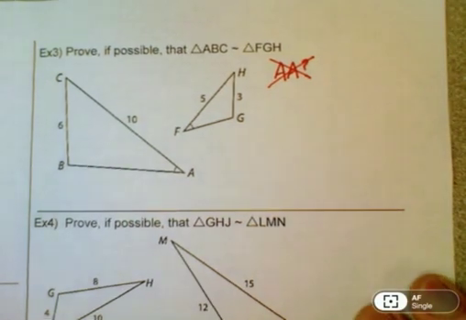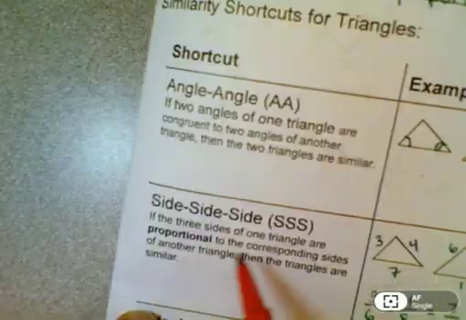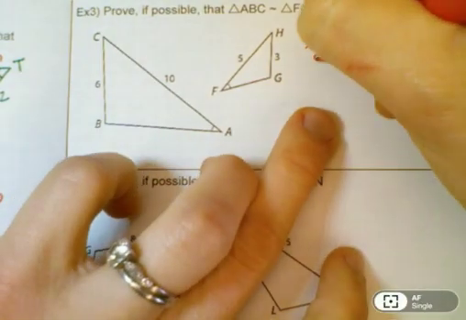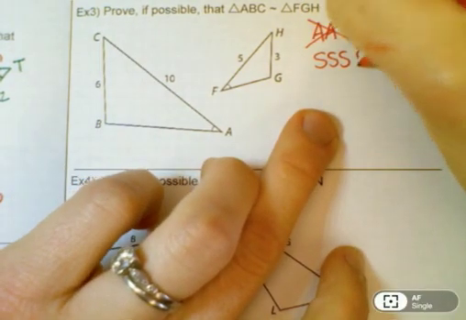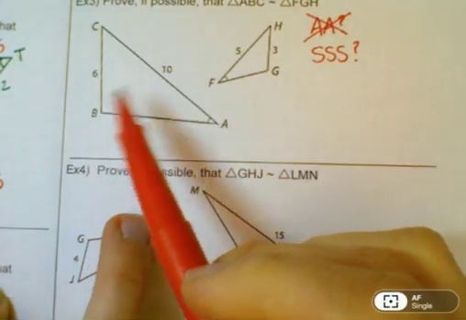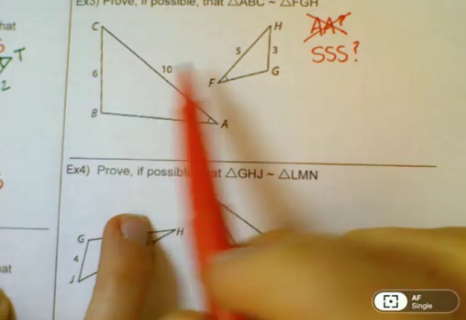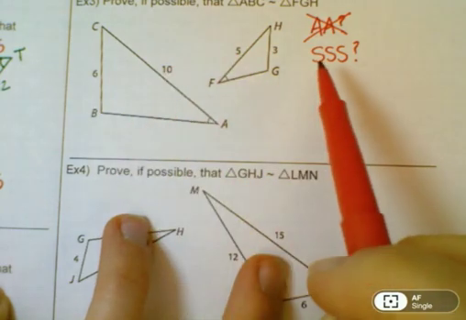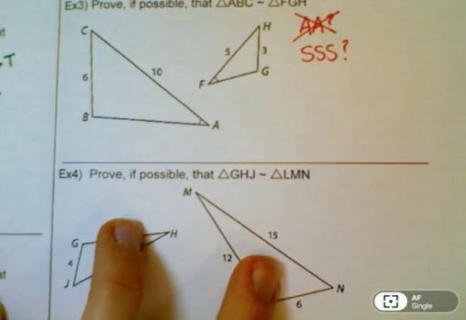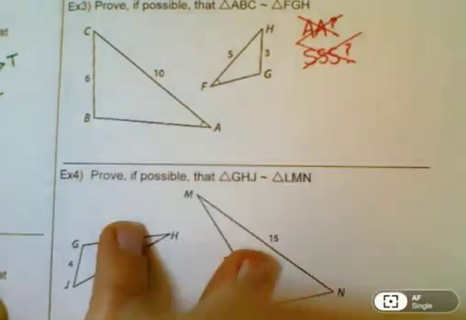Looking back at our shortcuts, another option was side, side, side. Are the sides all proportional? So I could set up a proportion here with these two corresponding sides, but this is side, side, side. To use this shortcut, I would need all three sides to be proportional, and I don't know what the third side is. That shortcut won't work.